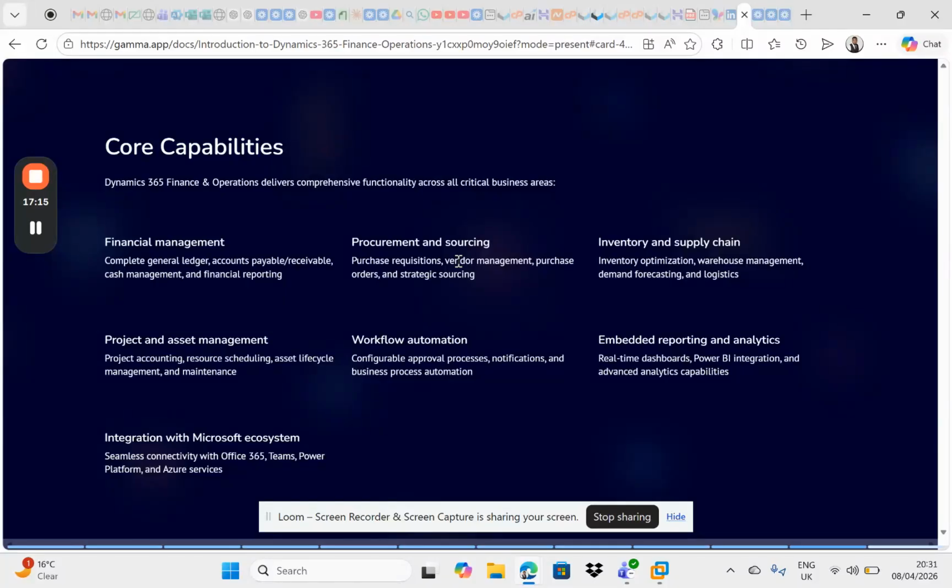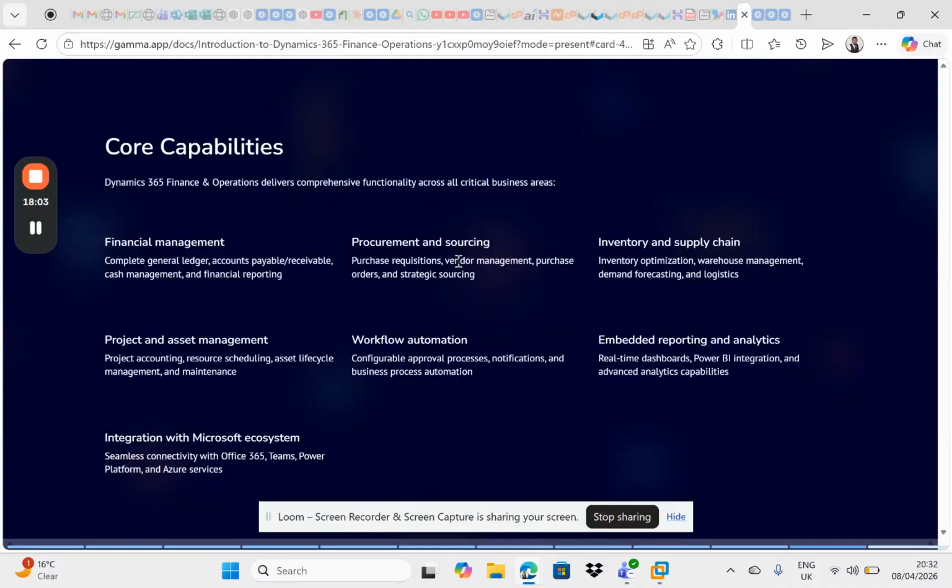Then there is also inventory and supply chain, where you manage and optimize your inventory. You have warehouse management, you can forecast demand, and track how items or logistics are moving in and out of your warehouse. You have project and asset management: project accounting, where you can budget for projects and account for them, and resource scheduling. You have asset life cycle management, like maintaining the assets that you already own. There is that capability through asset management.